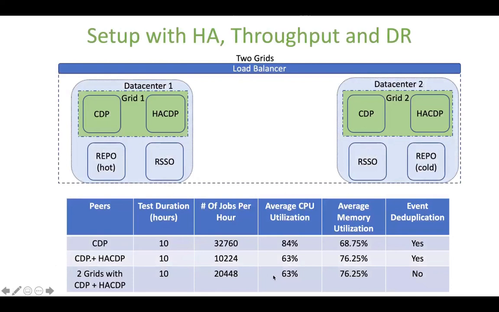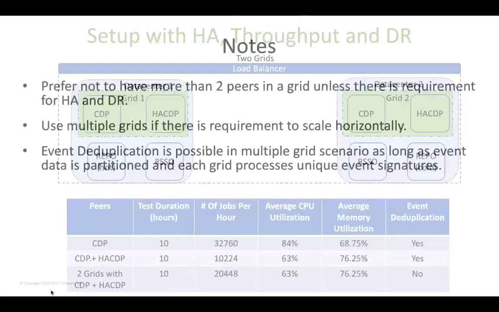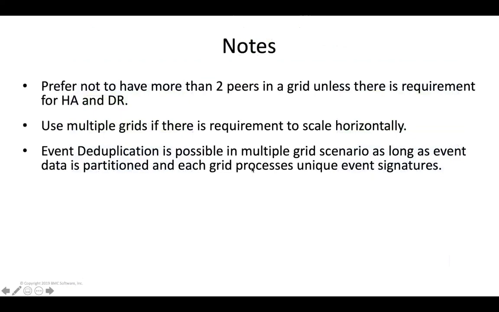Can we go to the next slide? So notes: prefer not to have more than 2 peers in the grid unless there's a requirement for HA and DR. Okay, so now if you add 4 peers, your overall throughput goes down.